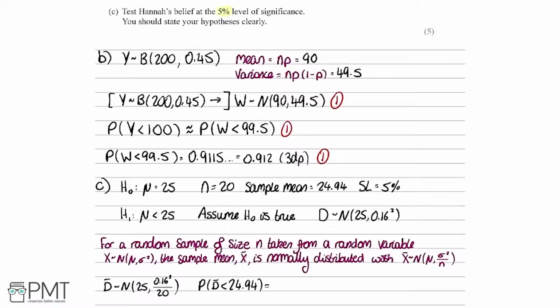So we're going to go to normal CD. We're going to set a really low lower value, so I'm going to say minus 1,000. We're going to set our upper value to 24.94. We're going to set our mu to be 25, and our sigma, we need to remember to square root this. So our sigma is actually going to be 0.16 divided by the square root of 20. When we press equals, we get that to be 0.046766.